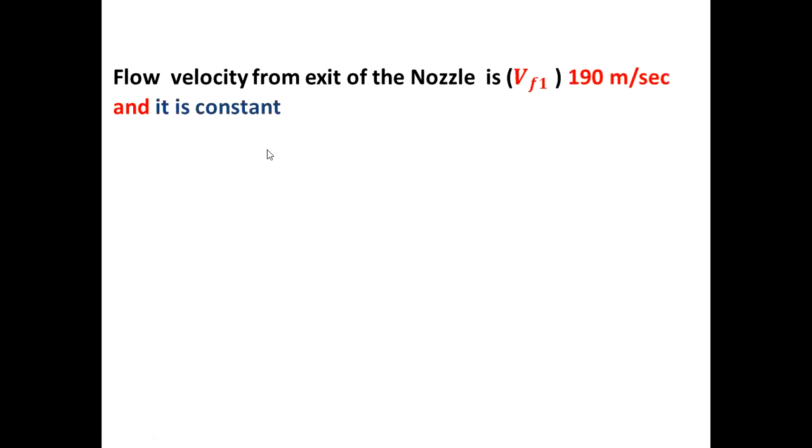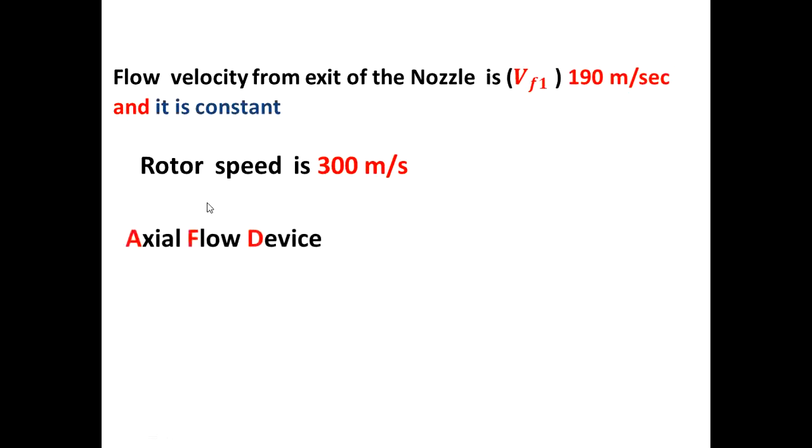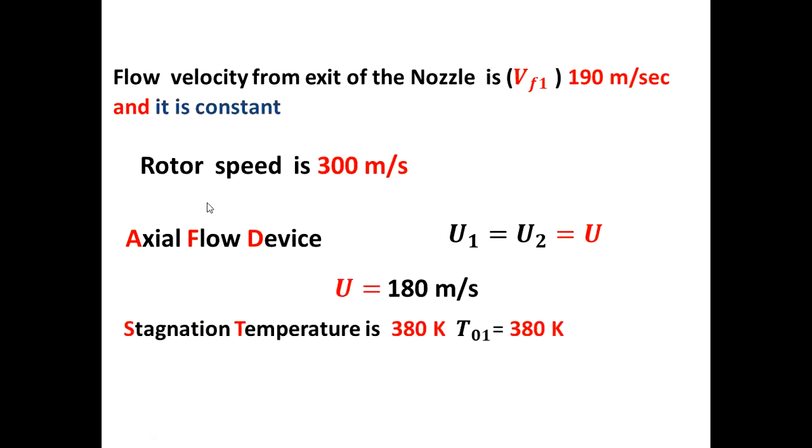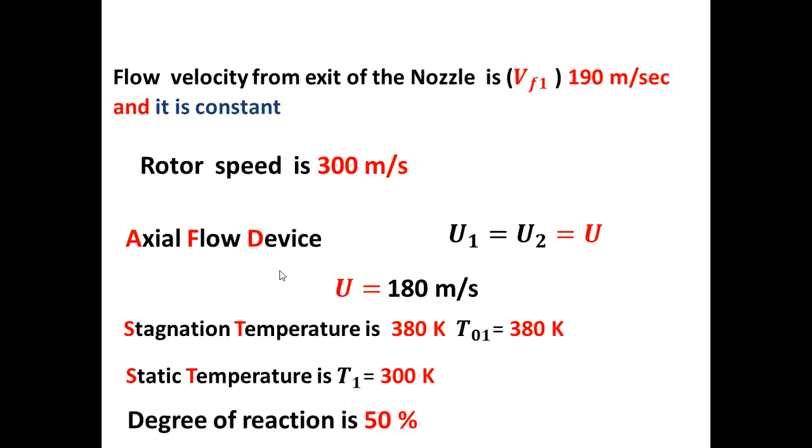So the flow velocity from the exit of the nozzle, Vf1, is 190 meters per second and it is constant. Rotor speed is 180 meters per second. Axial flow device, so U1 is equal to U2 is equal to U is equal to 180 meters per second. Stagnation temperature T01 is 380 Kelvin, static temperature T1 is 300 Kelvin. This is how you want to take the data. And degree of reaction is given as 50%, note this down as 0.5.